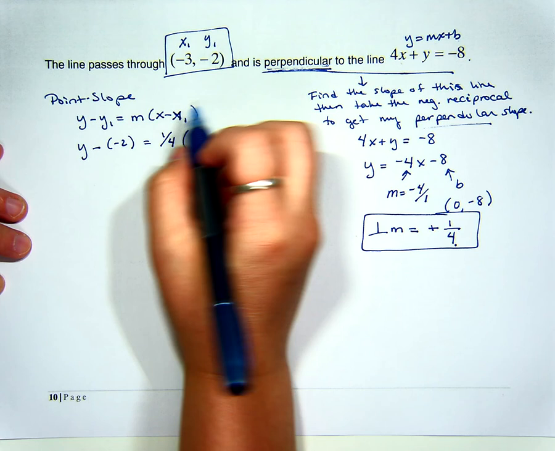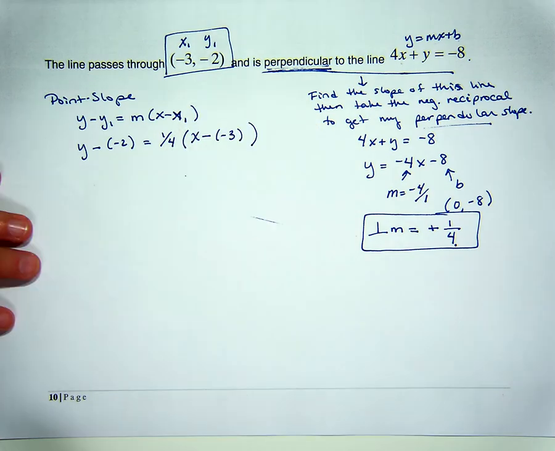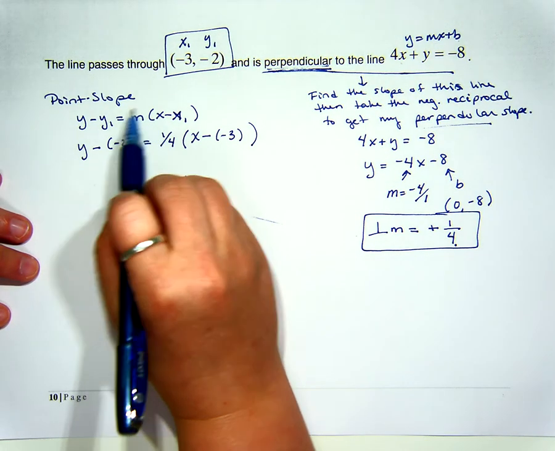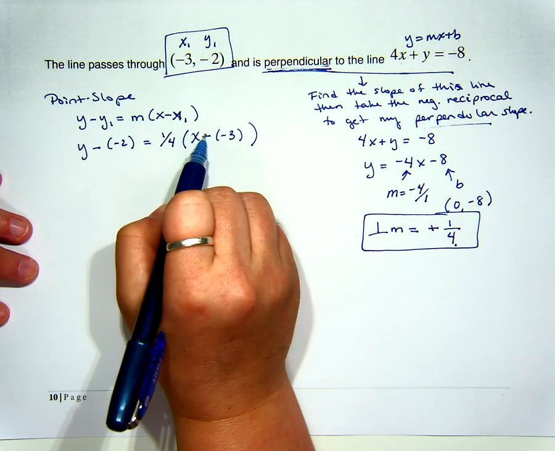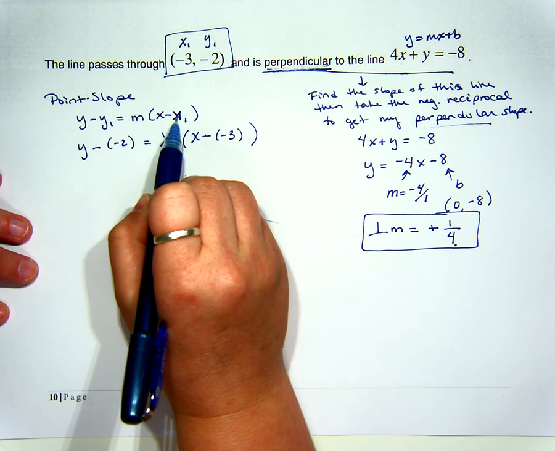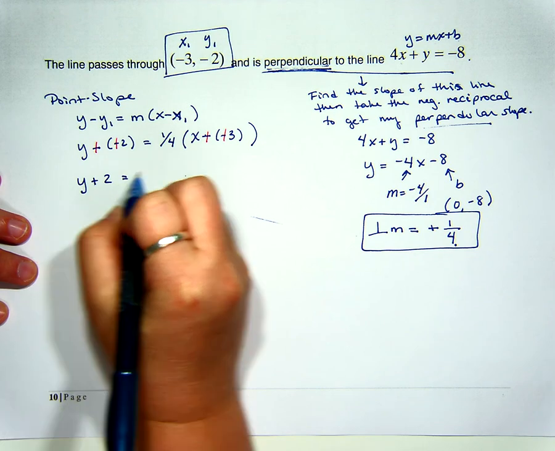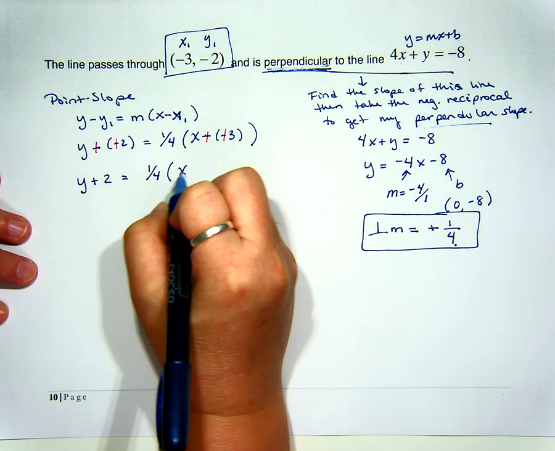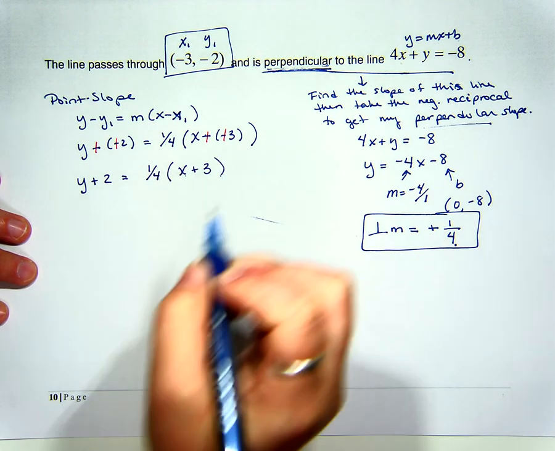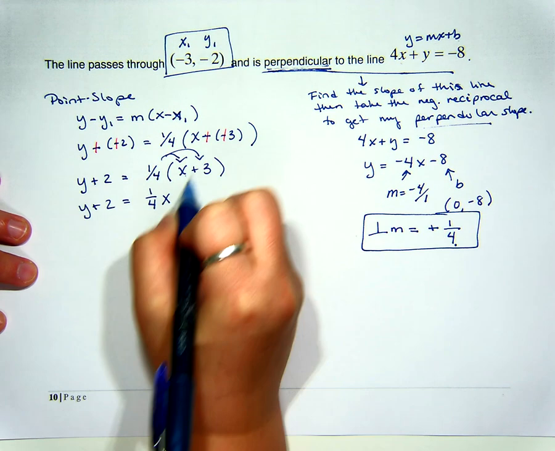minus, go see what x1 is. I'll tell you the biggest mistake that you'll make is that you will not write down your negative symbol first. You will simply go and look, and you might be off by a sign. Be careful of that. Two negatives make positives. So I have y plus 2 equals 1/4 times x plus 3. We're going to distribute 1/4 x, distribute 3/4.